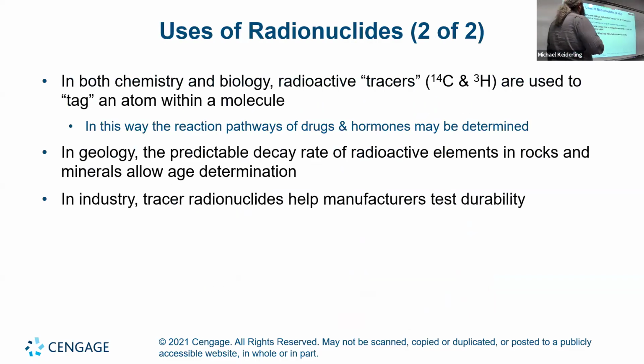And in both chemistry and biology, radioactive tracers like carbon-14 and hydrogen-3 are used to tag an atom within a molecule. In this way, the reaction pathways of drugs and hormones can be determined. In geology, the predictable decay rate of radioactive elements in rocks and minerals allows us to date rocks and minerals. And in industry, tracer radionuclides help manufacturers test their durability. A lot of these are very mildly radioactive, so they aren't a huge deal to be around. They often don't last very long.